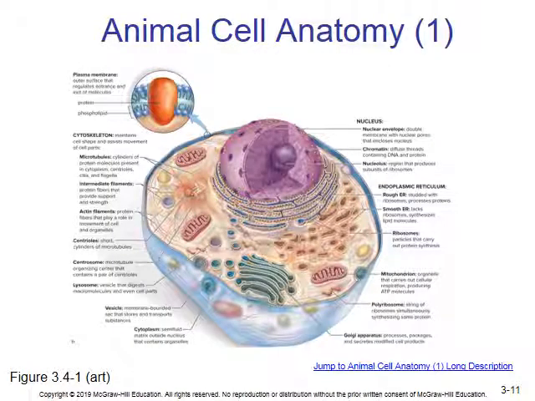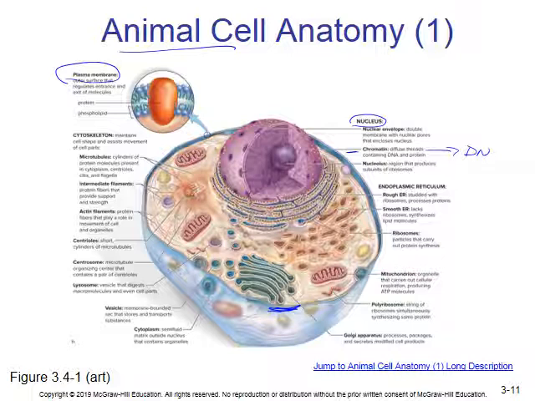When you look at this image, I would go through each of these and make sure that I can identify the structure name and have some idea of what it does. So here's an animal cell. Obviously on the outside, we're going to have a plasma membrane, right? Inside, we're going to have a nucleus. And they use this word chromatin. It's the same as DNA. Chromatin is just kind of stringy DNA.